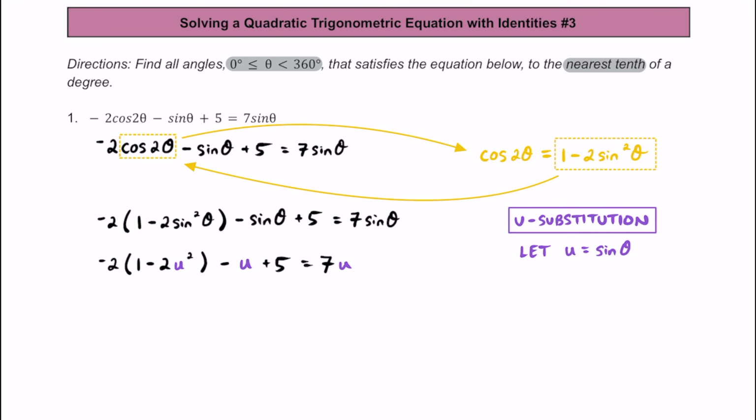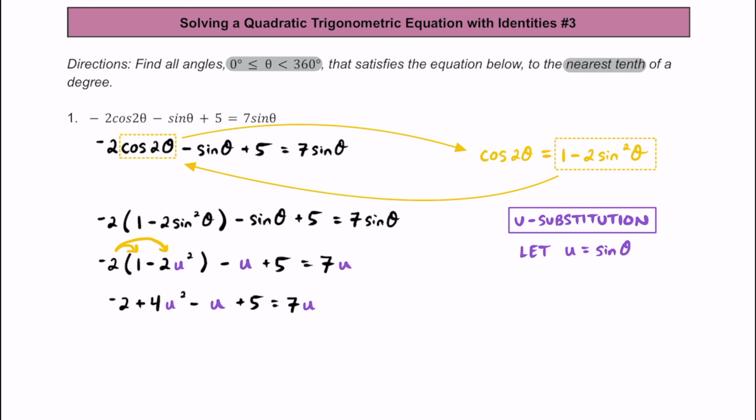Alright, so hopefully this looks a little bit less intimidating. I'm going to go ahead and distribute this -2 to both terms with the distributive property. That's going to be -2, and then plus 4 times this u squared, u to the second power, and then we're going to write minus u plus 5, and that's going to be equal to 7u on the right side.